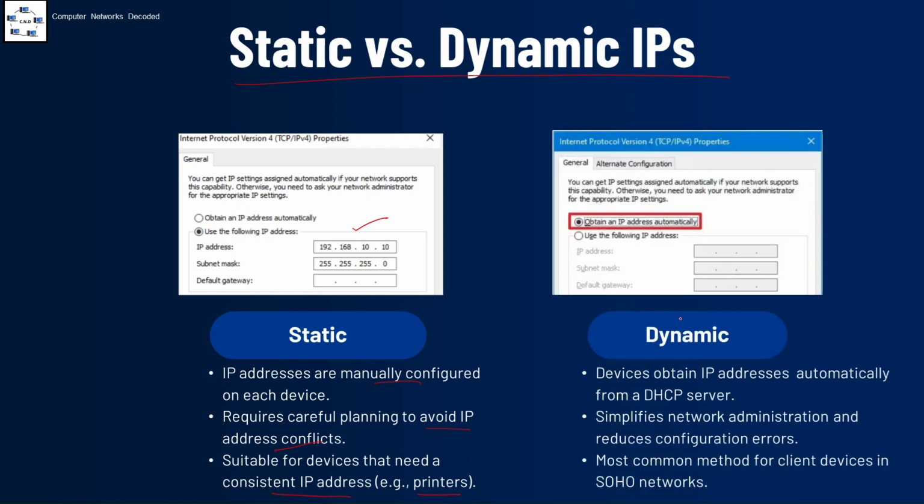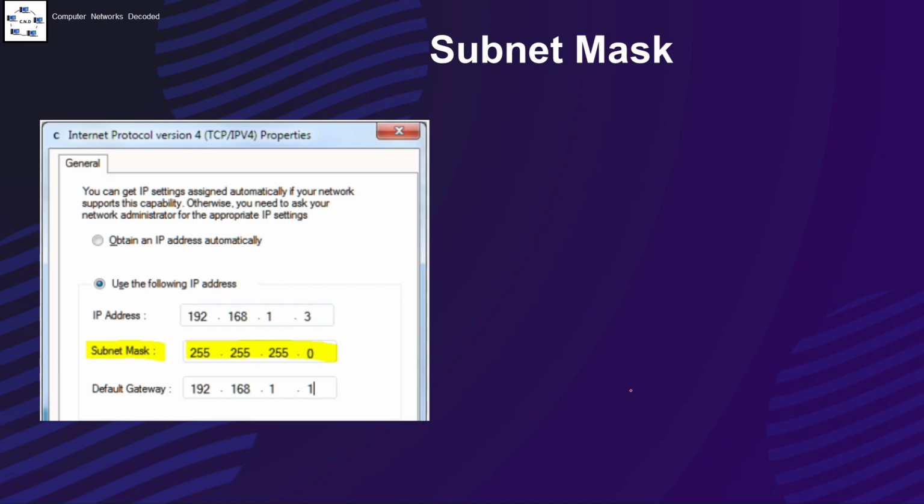While on the other hand, dynamic IP addresses are assigned to clients through DHCP. Devices obtain an IP address automatically from a DHCP server. We have studied this multiple times. It simplifies network administration and reduces configuration errors. It is the most common method for client devices in SOHO networks, such as inside your home, where you have access points such as a Wi-Fi router, and your devices automatically get IP addresses from this access point through DHCP.